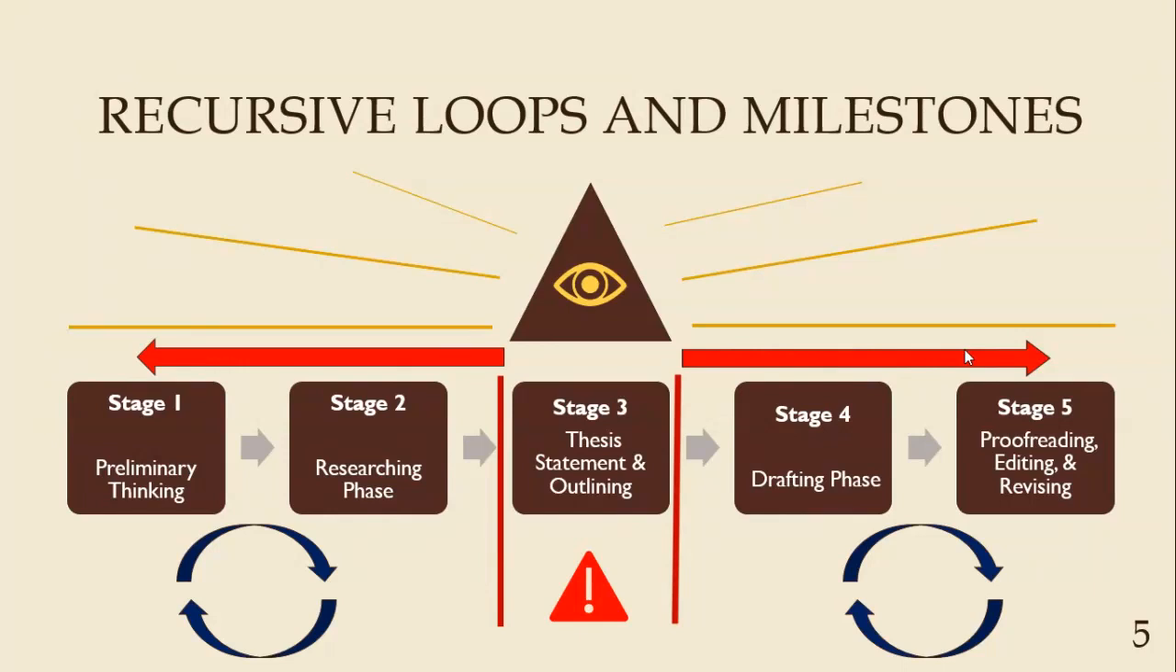What'll happen is, if you try to jump between stages 4 and stages 2, you research and then you draft, and then you research and then you draft, that's when you run into problems. But if you stay in these 2 loops on the outside like this, you'll be perfectly fine. So ideally, a good researching strategy will lead to more questions and more ideas, which should lead to more research, which should lead to more ideas. So you can circle back and forth between those as many times as you need.